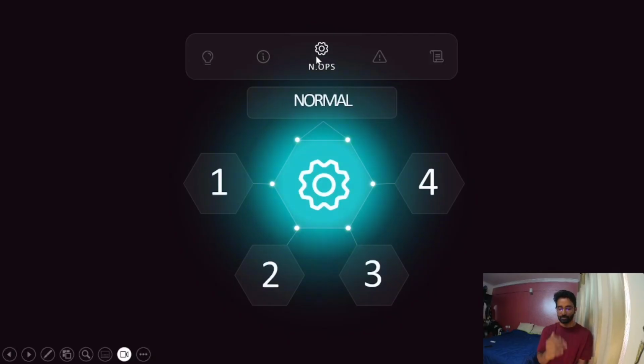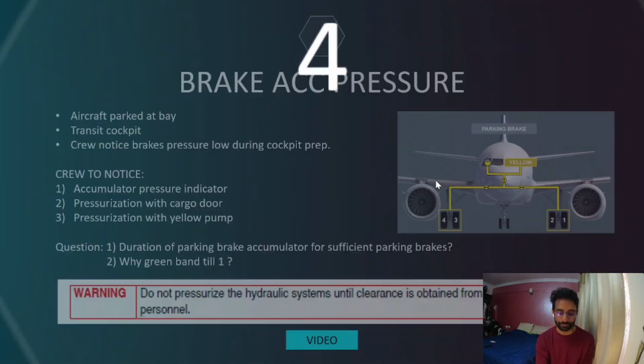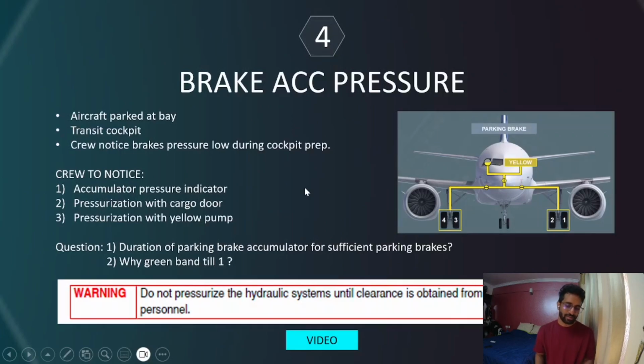Alright. So first 2 is done. Let's look at the third one. Sorry, 1, 2, 3 is done. Let's look at the fourth example. This is one of the most common times when you will actually pressurize a yellow system. From the architecture you can also see that it is the yellow system that handles the parking brake.